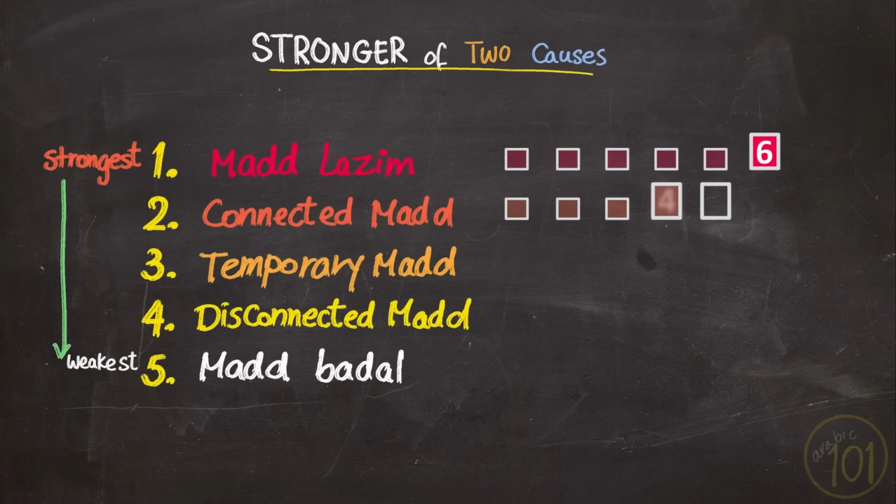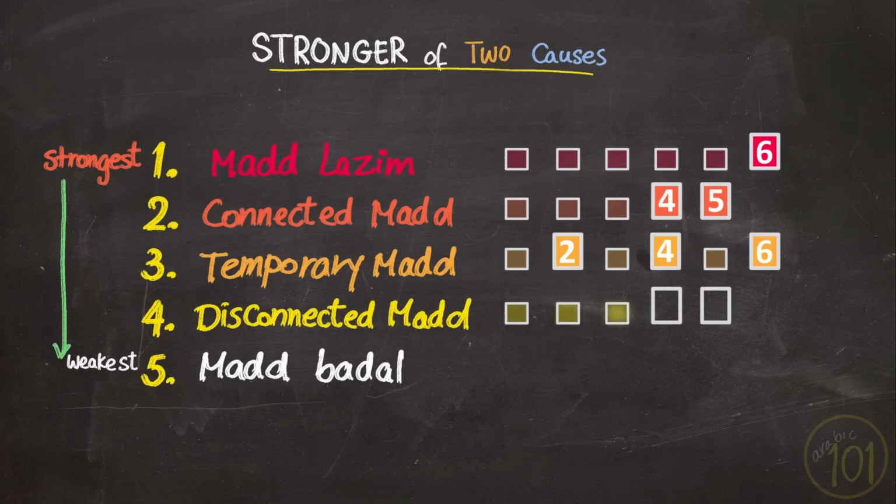So, the med lazim is elongated for 6 counts. Connected med can be elongated for 4 or 5 counts. Temporary med can be elongated for 2, 4, or 6 counts. Disconnected med can be elongated for 4 or 5 counts. And finally, meddul badal can only be elongated for 2 counts.